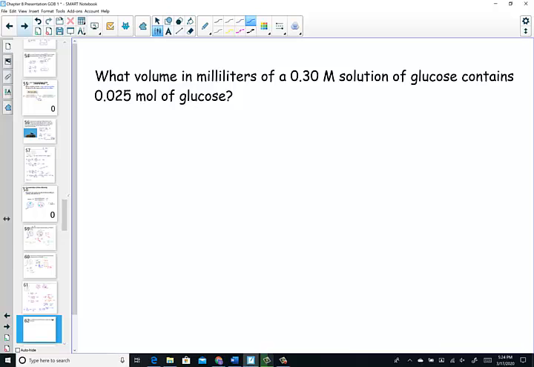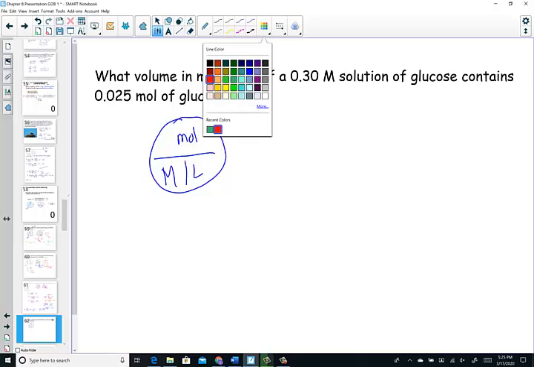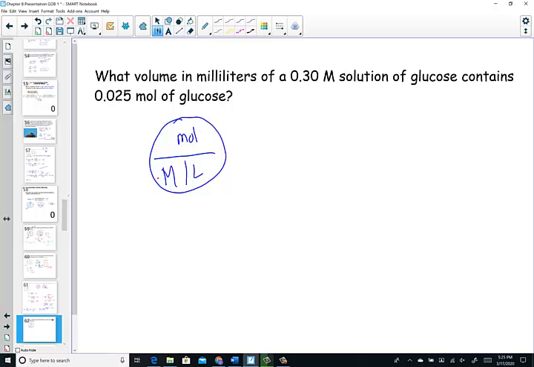Shall we try another? Targeting another variable. How many milliliters of a 0.3 molar solution of glucose contains 0.025 moles? Let me get this little round little buddy. We know that moles per liter is big M, molarity. So what were we given in this story problem? We were given 0.3 molar.